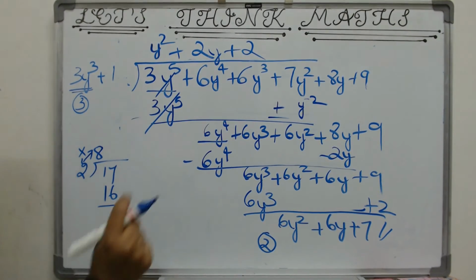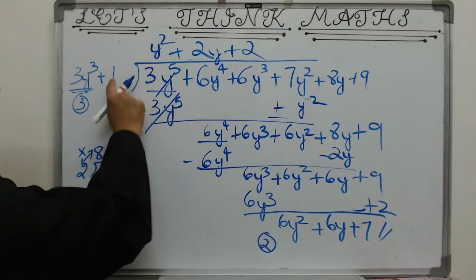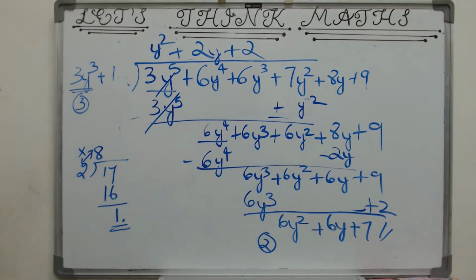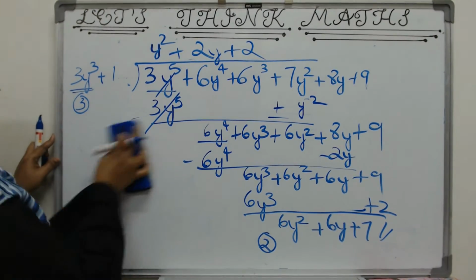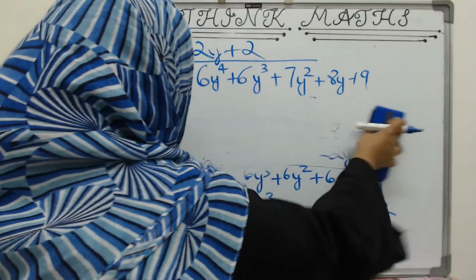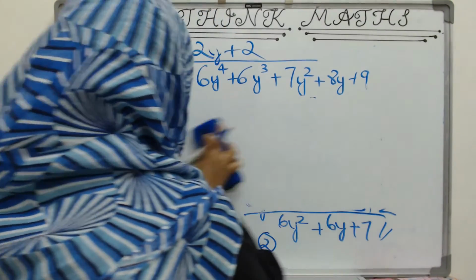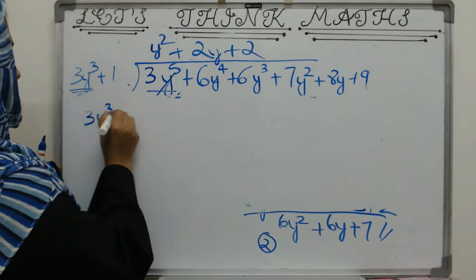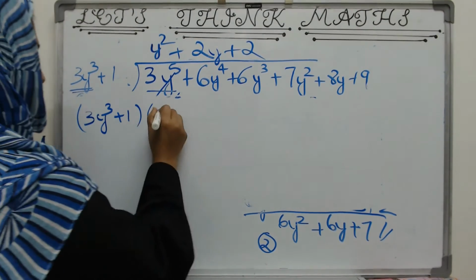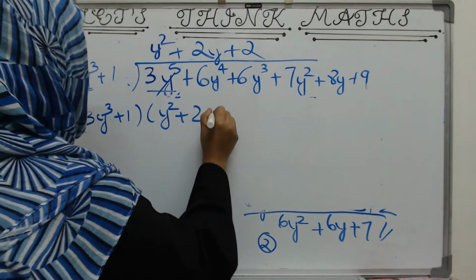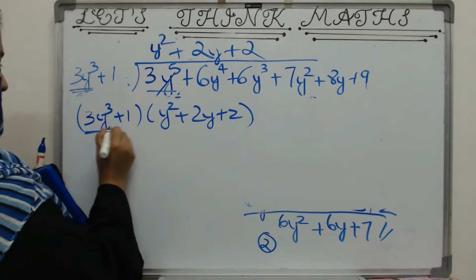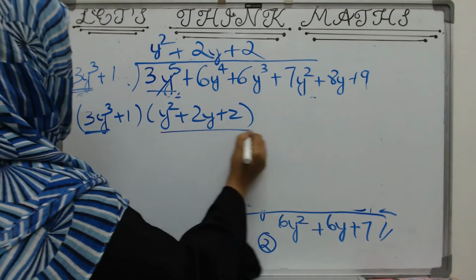That is exactly what we will do here. We will multiply these two and then add this remainder to it and see if you get the correct answer. We have to check our answer, right? So now let's go on to do that. I will just leave the remainders and the quotients there. Let us quickly do it. 3y cube plus 1 into y square plus 2y plus 2. How do we do that? Take the first term, multiply each term in the second by it.